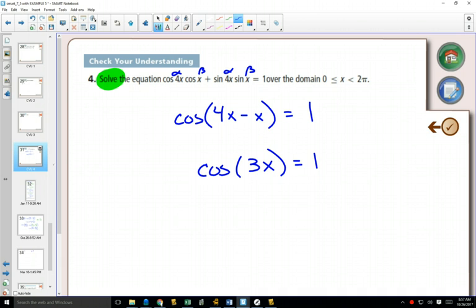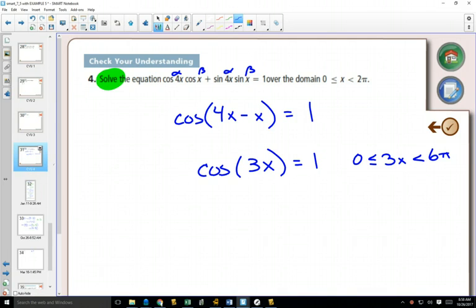So now that you have to bring back all that stuff, well, what did we do with multi-revolution questions? Well, the first thing we did with multi-revolution questions is we thought about the domain. Here, the domain is 0 is less than or equal to x is less than 2 pi. So that means that 3x is going to be between 0 and 6 pi. Because we just multiply everything by 3.